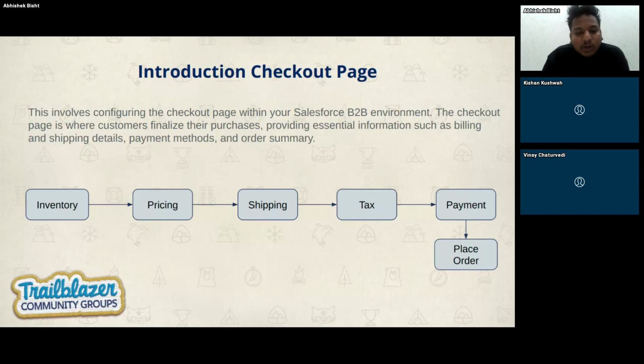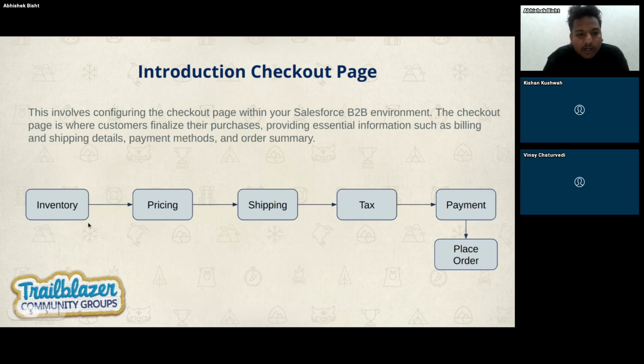So, introduction to the checkout page. This page serves as the final step for the customers to complete their purchases. It's where they provide crucial information like billing and shipping details, select the payment method, and review their order summary. I already created one diagram for you guys for better understanding. If you see, there are some blocks.